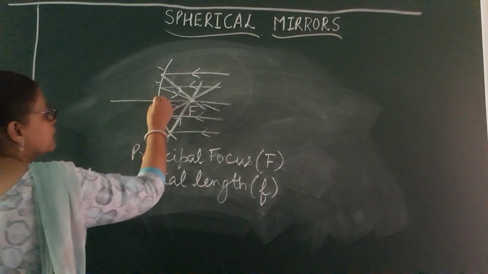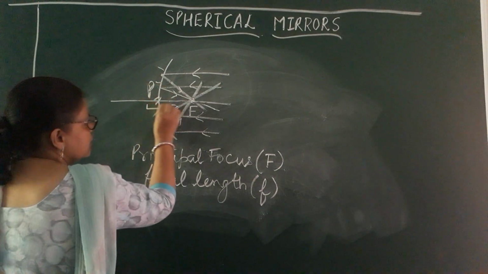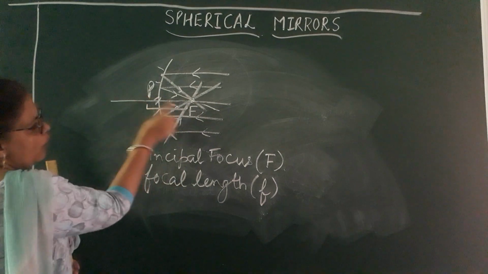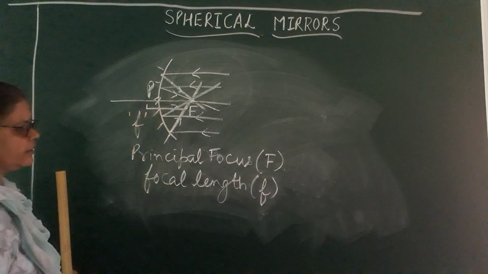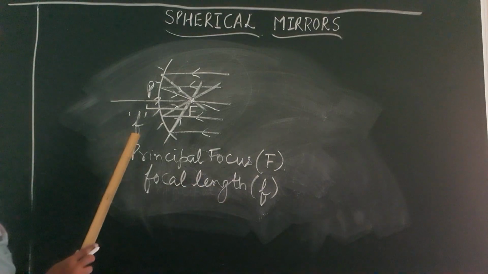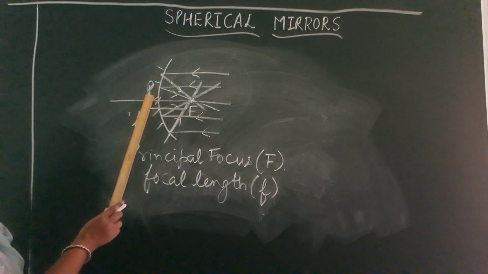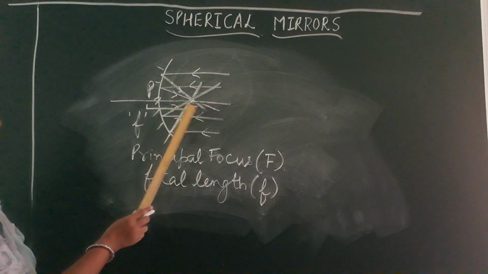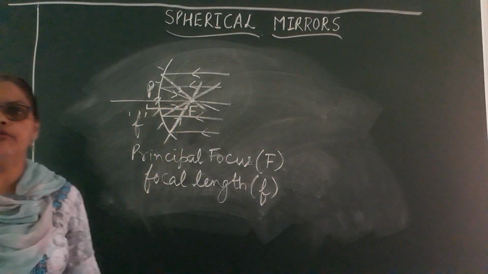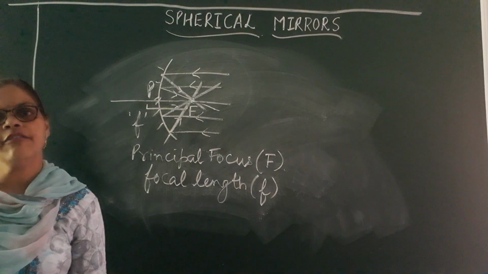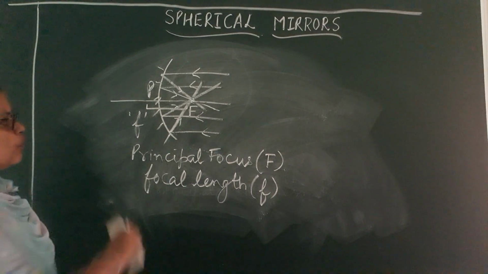And the distance between pole and focus, can you see this distance, children? Distance between pole and focus, that is known as focal length, and it is denoted by small f. So what is focal length? It is the distance between the pole and the focus, pole and the principal focus. That distance is known as the focal length of the concave mirror. Okay children, this was for concave.